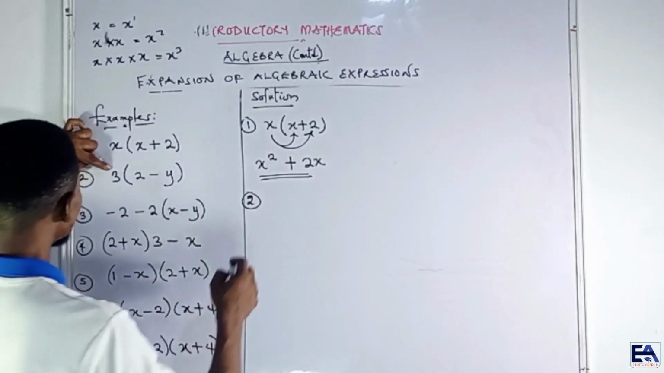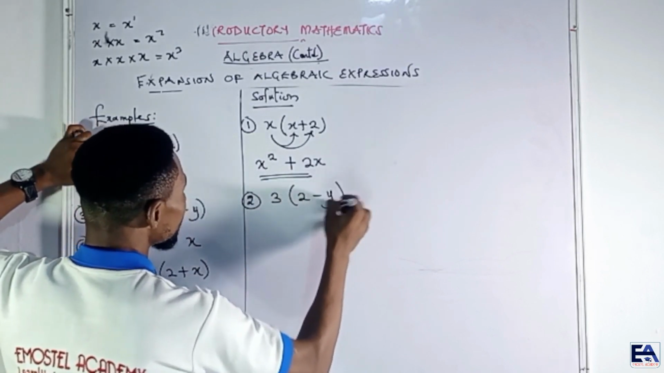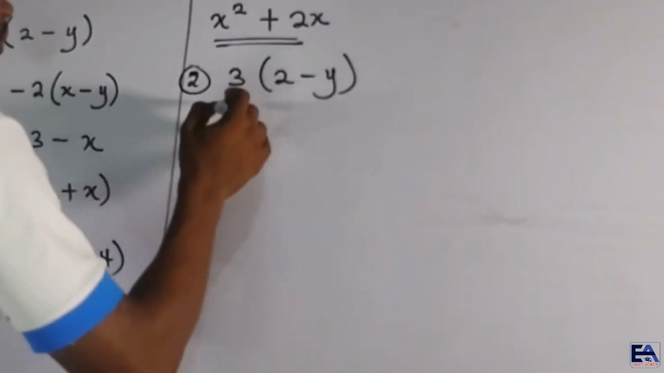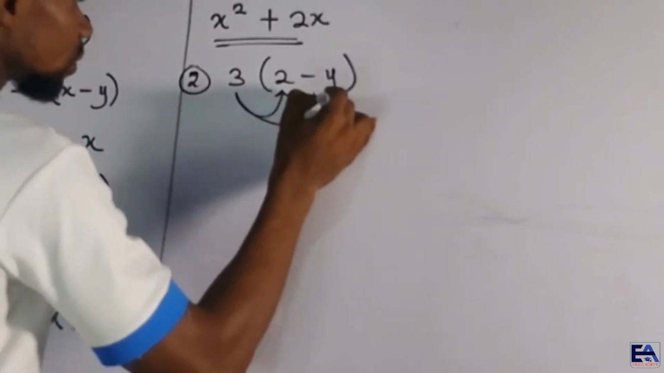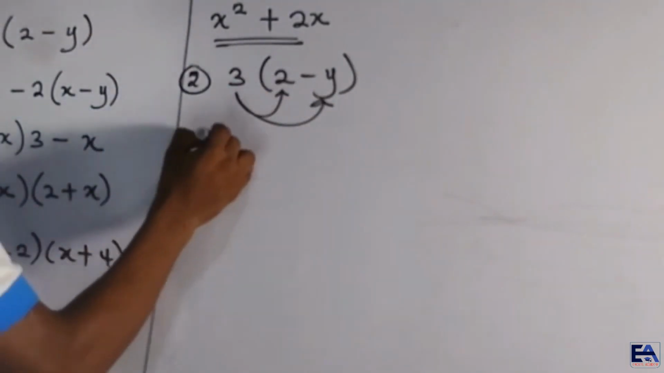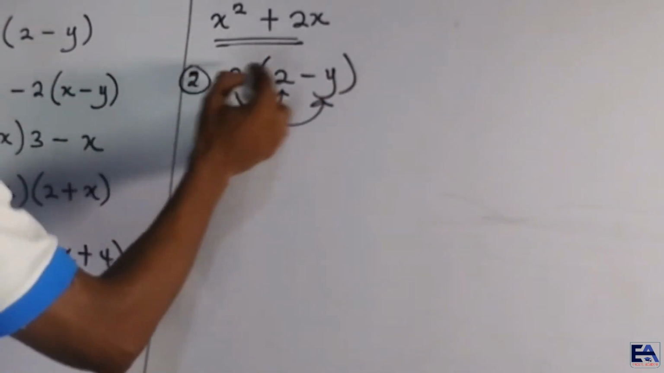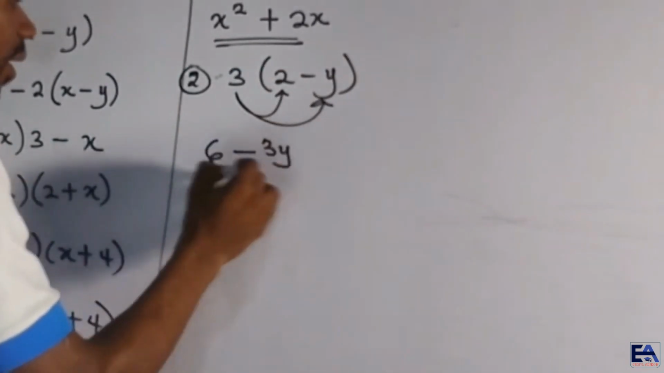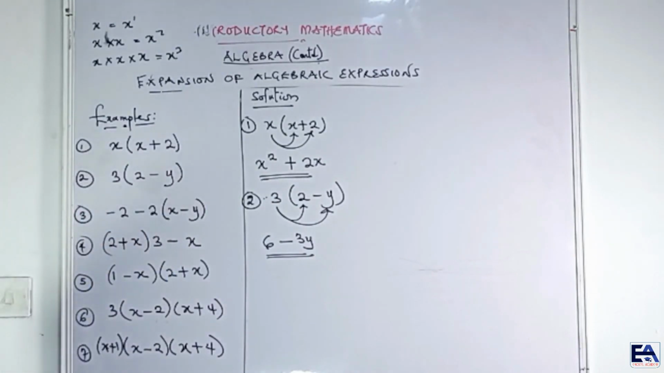Number two here says 3 times 2 minus y, okay? The same thing we did here is what we are going to do here. We just multiply whatever is outside by the content of the brackets. So 3 multiplies 2 to give us 6. And then positive 3 multiplies negative y. That's plus times minus gives us minus. Then 3 times y gives us 3y. And at this point, there is nothing we can do again because they are not families.